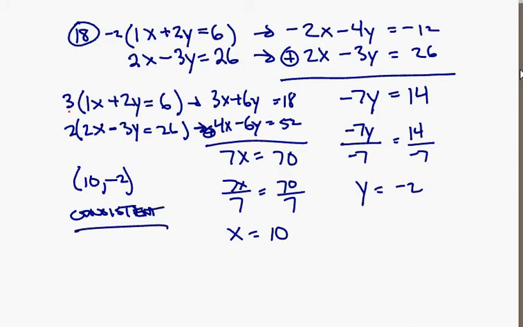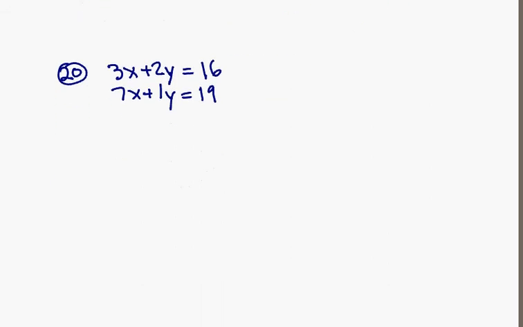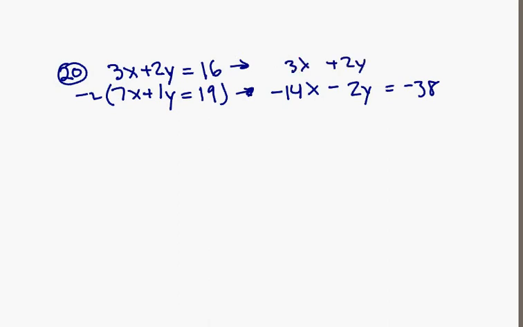Okay, moving down now to number 20. On 20, here I have 3x plus 2y equals 16, 7x plus 1y equals 19. I'm going to simply multiply the second equation by negative 2 and get rid of the y's. So this becomes negative 14x minus 2y equals negative 38. Moving the first equation straight across, I have 3x plus 2y equals 16.